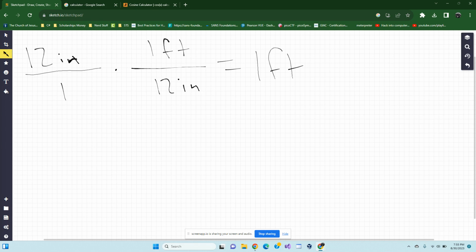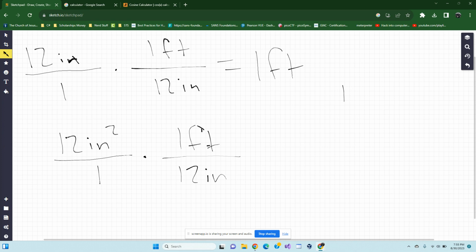But there is something very dangerous that you might mess up on. Let's say I have 12 inches squared, and I want to convert that to feet squared. Well, one might think we need feet squared on the top and 12 inches on the bottom. But that is wrong. We would end up with 1 foot squared, and that's not the answer.